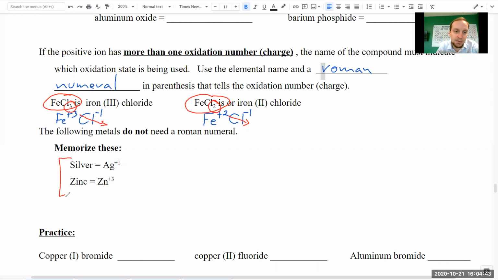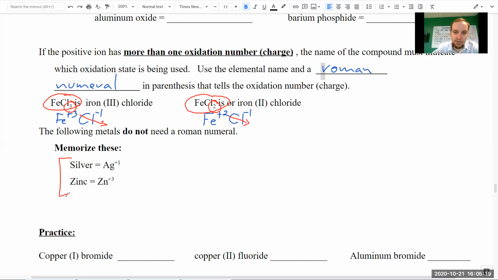Now, the two that you must memorize: silver has a +1 charge. You will never see silver with anything other than a +1. Silver never has a +2 or a +3. And zinc always has a +2, never anything else. So we don't have to say silver 1 chloride. It's just silver chloride, because silver chloride is one silver. So silver chloride would be AgCl. Zinc chloride would be ZnCl2. We don't have to say zinc 2 chloride. It's just zinc chloride, ZnCl2.